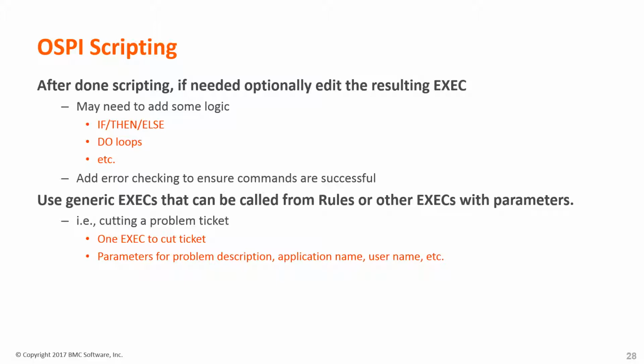After you're done scripting your session, it may be necessary to go in and modify the logic of the exec. Typically, things you might do are add if-then-else logic or do groups, depending on really what you need your application to be doing. Also a good idea to add error checking to ensure that your commands are successful. You can use generic execs from rules, or you can use other execs with parameters. So some instances where you might want to do that is opening a problem ticket. You may have one exec that does it, and then you pass parameters for the description, application name, and so forth.